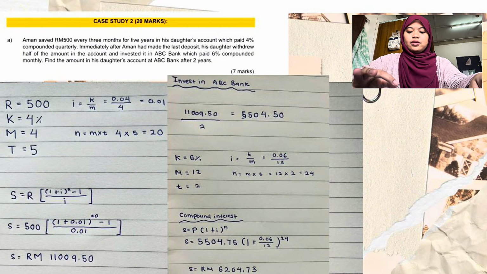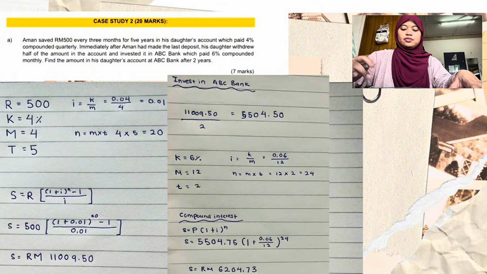So for this, we have to use the future value of annuity. Now we have to identify all the information for the annuity. R is 500, K is 4%, M is 4, T is 5. So we have to calculate the I and also the N. I is K divided by M, which is 0.04 divided by 4. We get that I is 0.01, and N is M times T, which is 4 times 5, so N is 20. So we got all the information.